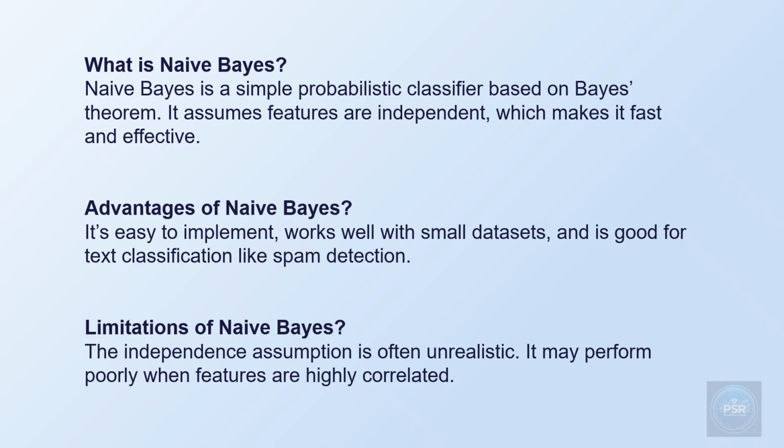What is naive Bayes? Naive Bayes is a simple probabilistic classifier based on Bayes' theorem. It assumes features are independent, which makes it fast and effective. Advantages of naive Bayes? It's easy to implement, works well with small datasets, and is good for text classification like spam detection. Limitations of naive Bayes? The independence assumption is often unrealistic. It may perform poorly when features are highly correlated.